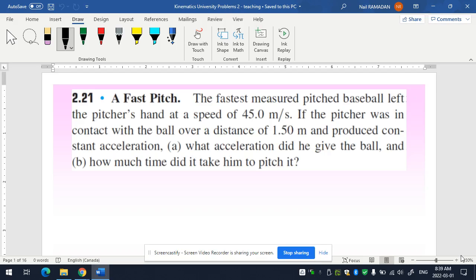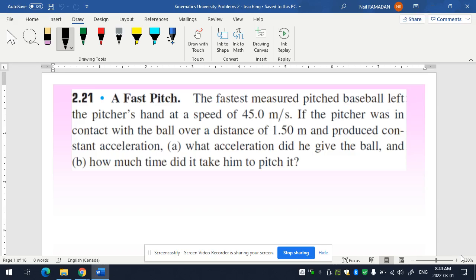So 45, can someone multiply 45 times 3.6? It's got to be maybe around 180 kilometers per hour. 45 times 3.6, how much? 162 kilometers per hour as it left the pitcher's hand, so far, or up to the publication of this book, is the fastest pitched baseball.